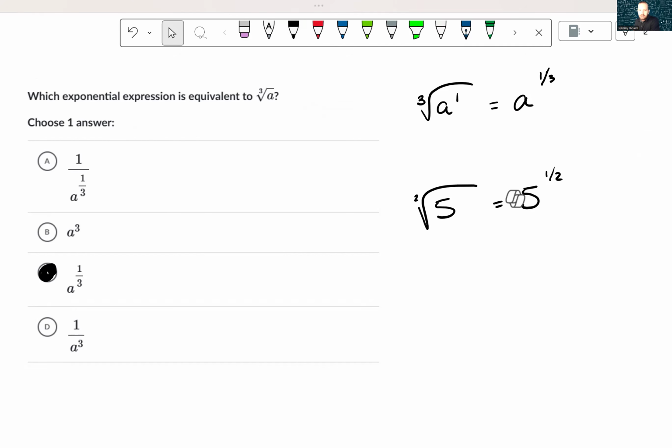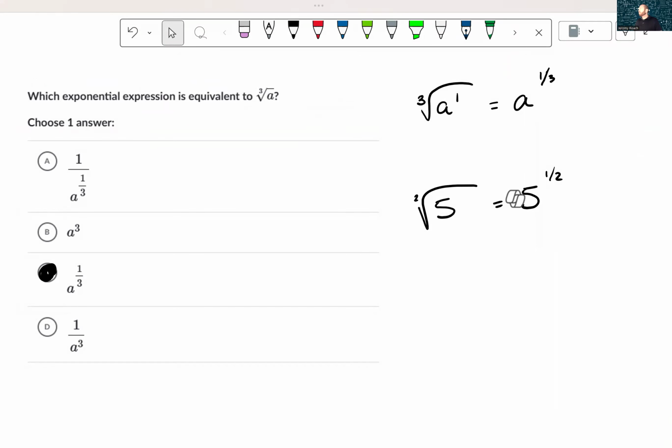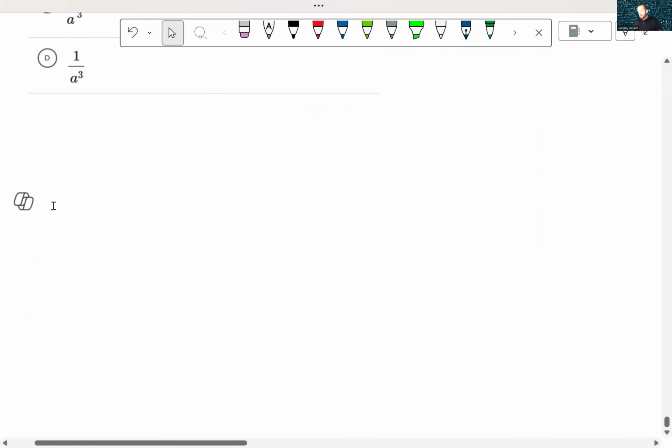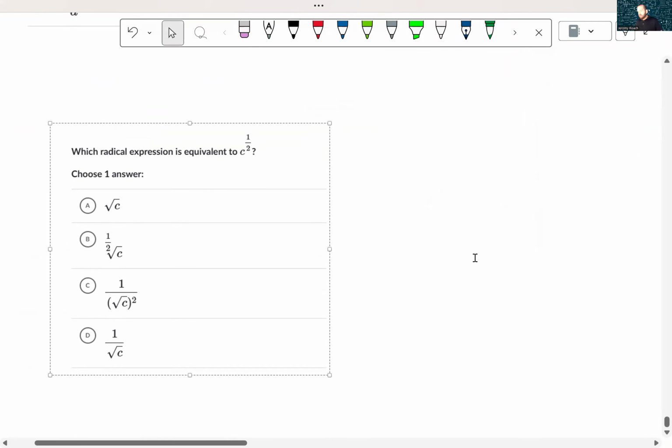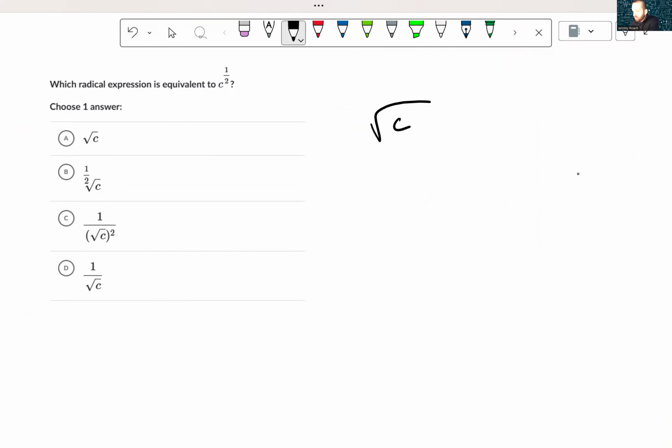But let's go look at a couple more examples so you can see some multiple choice ones here. Next one says, which radical expression is equivalent to c to the 1/2? So c to the 1/2, that's the same thing as the square root of c, because our index is 2, and we have the power of 1 there. That one wasn't too bad. That one's just a.